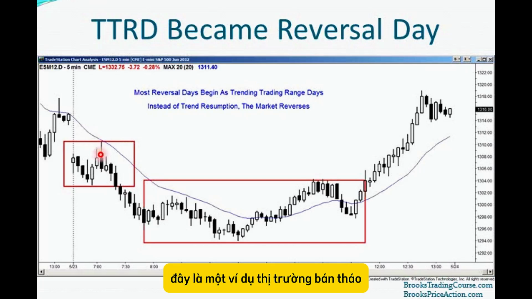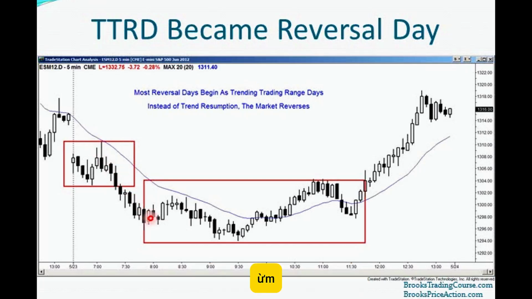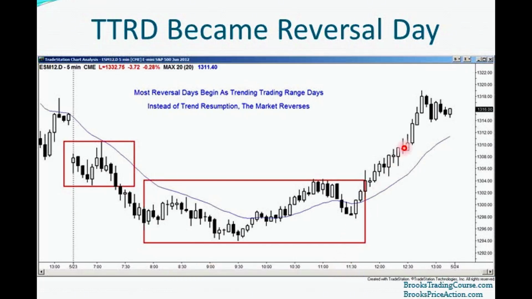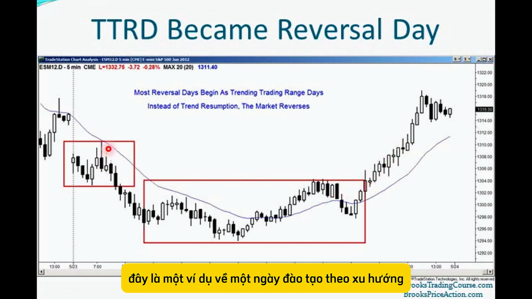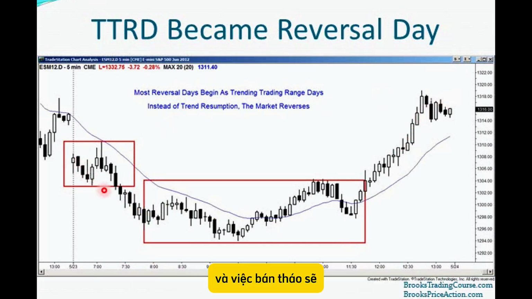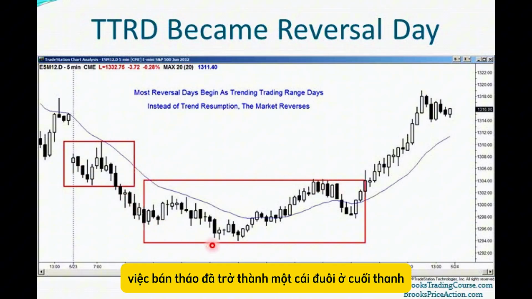Here's an example. The market sold off and then went sideways, and traders did not know whether we would get a resumption of the earlier trend and more selling, or a reversal. Here's an example of a trending trading range day. The market was in a trading range and then a lower trading range, and the day became a reversal day. The close of the day was well above the open, and this sell-off became a tail on the bottom of the bar on the daily chart.